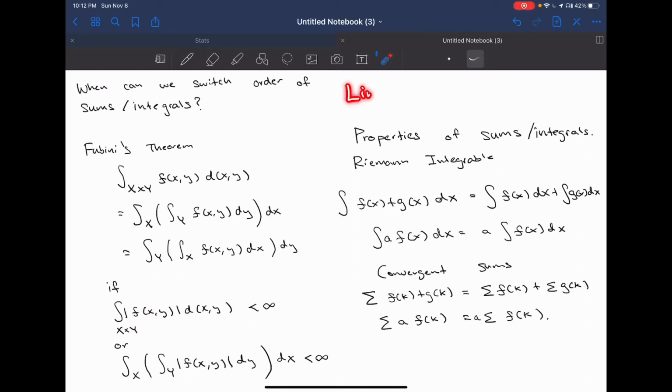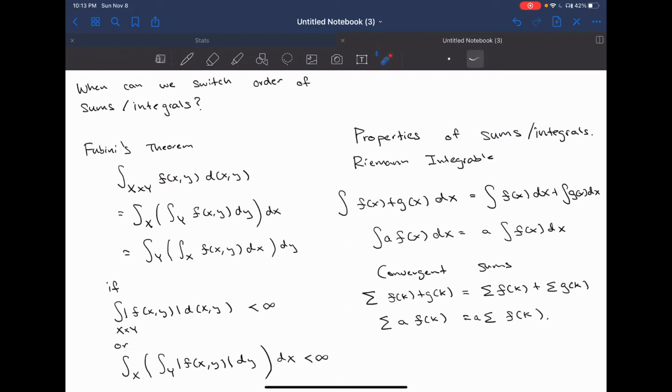So we're going to talk about linearity of expectation, which is a pretty important concept that you'll apply throughout the class. And in order to prove linearity of expectation, at least for the proof that we're going to give under certain conditions, we need some technical tools, and one of them is going to be Fubini's theorem. So Fubini's theorem gives some conditions for when we can switch the order of sums or integrals.